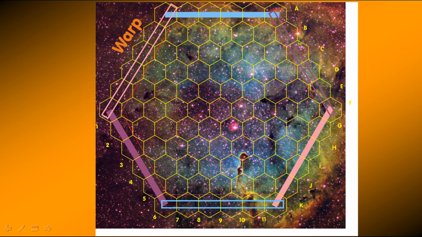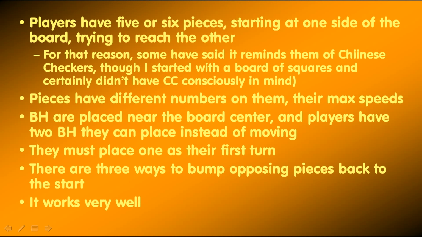Here is the board, and players are moving from one side to the other. So they're mixing in with the other players as everybody tries to get to the other side. Now that reminds people of Chinese checkers, although I don't think it was consciously in mind when I did the game. So the players have 5 or 6 pieces, starting at one edge of the board, trying to reach the opposite edge. The pieces have different numbers on them, which is their maximum speeds.